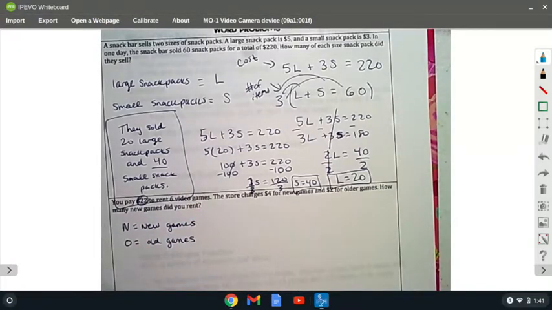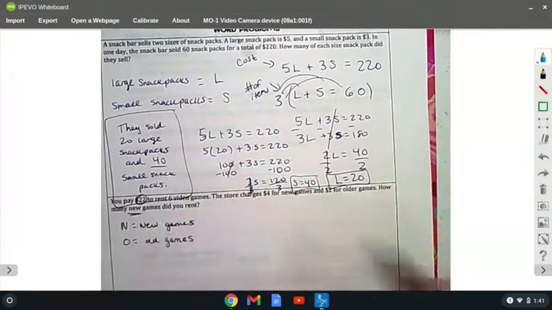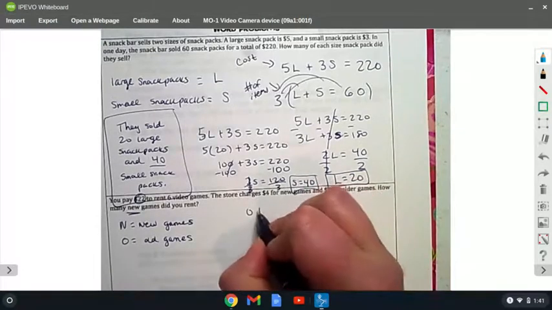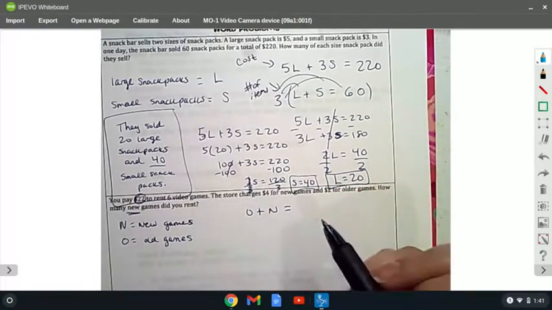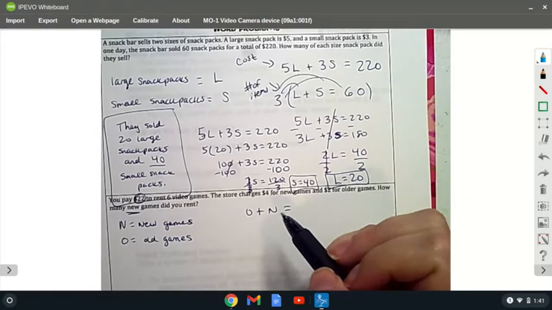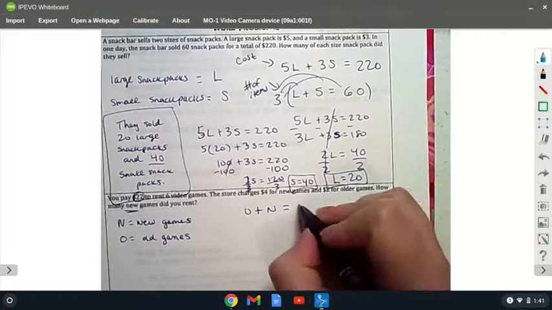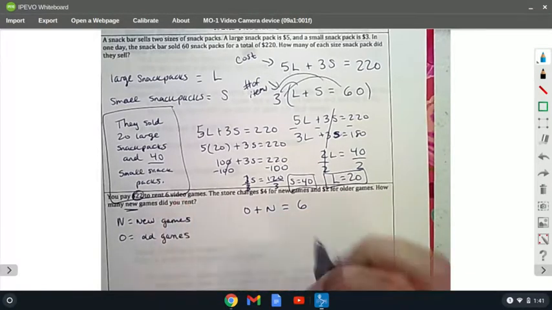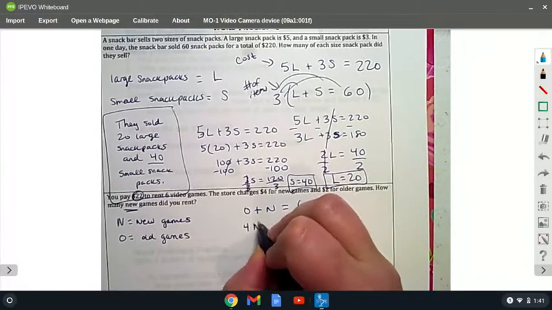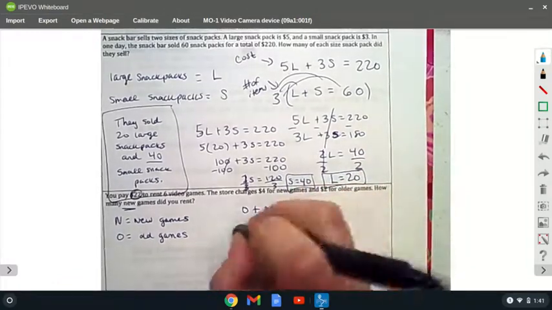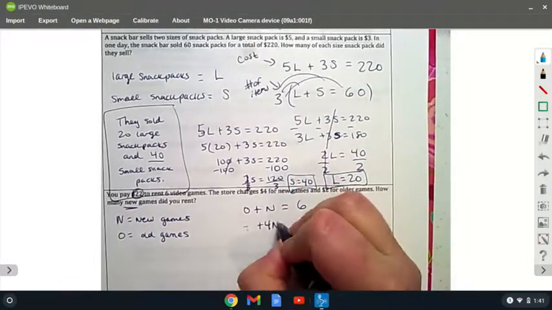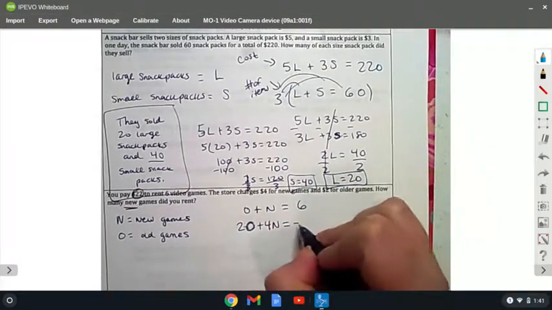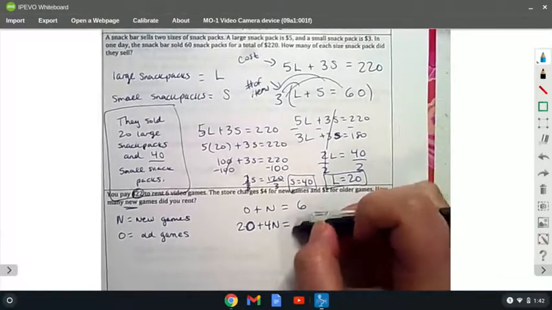How many new games did you rent? So they only care about the new ones. That's all they really want to know. So old games and new games combined, okay, we rented 6 games. So old and new combined, they rented 6. It's $4 for a new one. I'll put that underneath the new. It's $4 for the new one, $2 for the old one, and those prices combined, it costs $22.